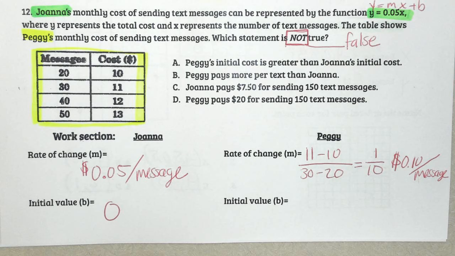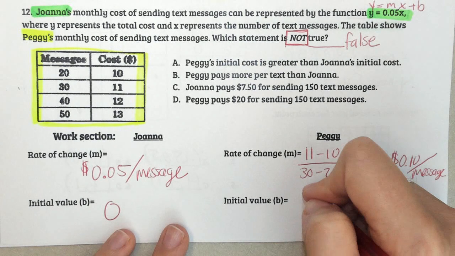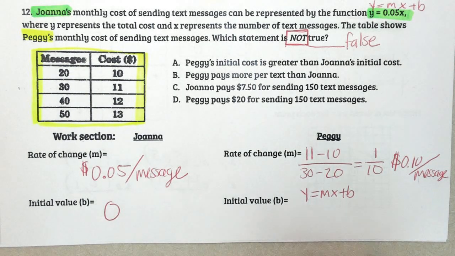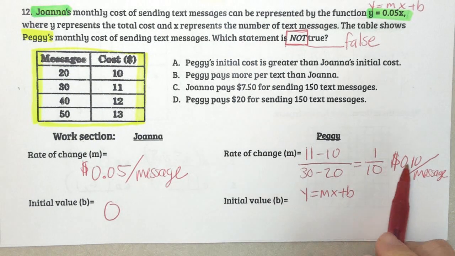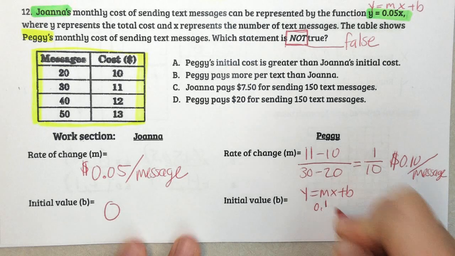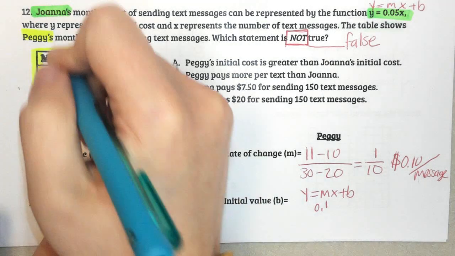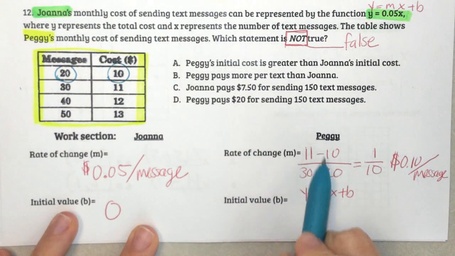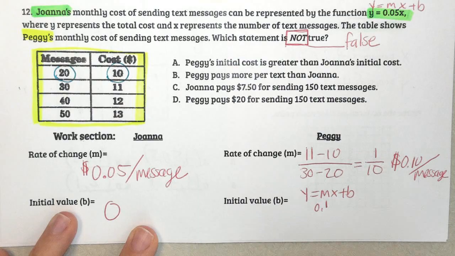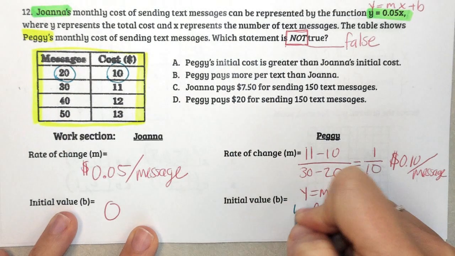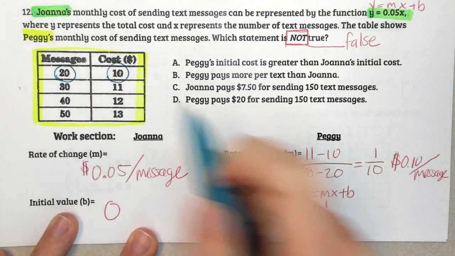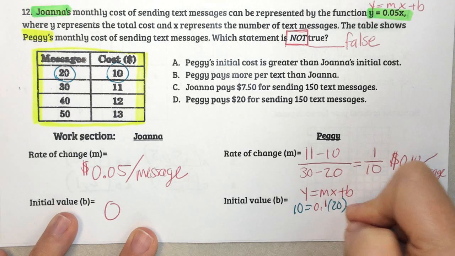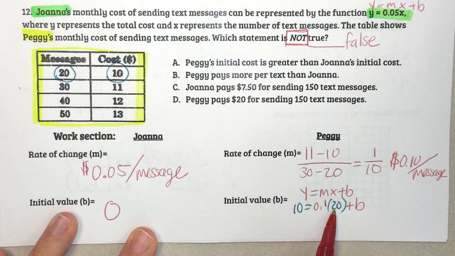We do not have the initial value given to us, so we have to find that. If we do y equals mx plus b, we just had our m value as 0.1. And if I go back, this is an x value, this is a y value. We just used these up here. So my y is 10. My x is 20, and now I can solve for my b value. What is 0.1 times 20?